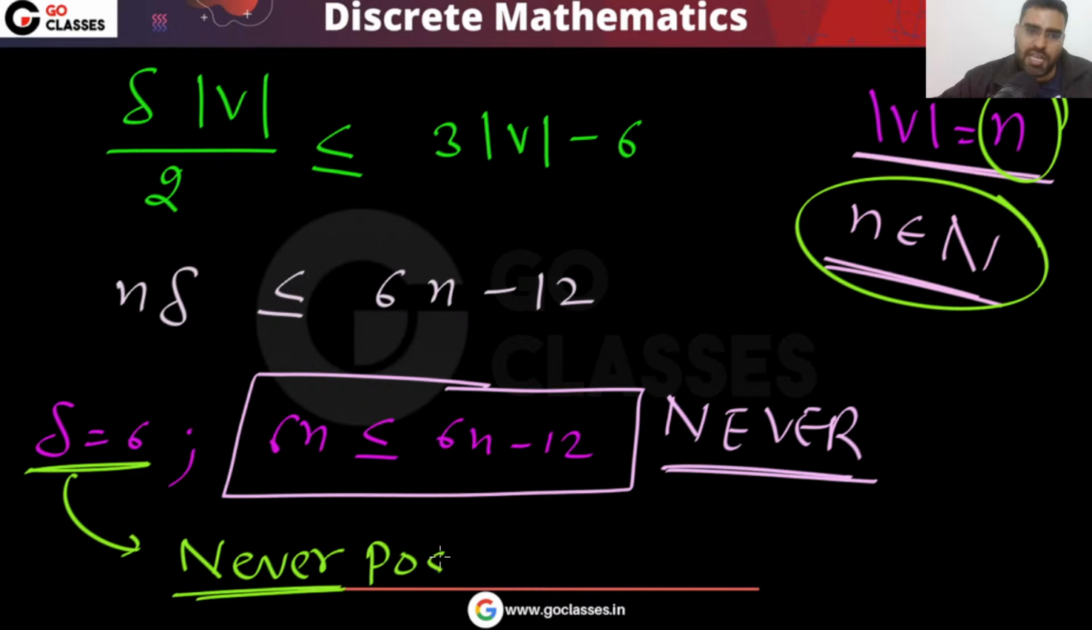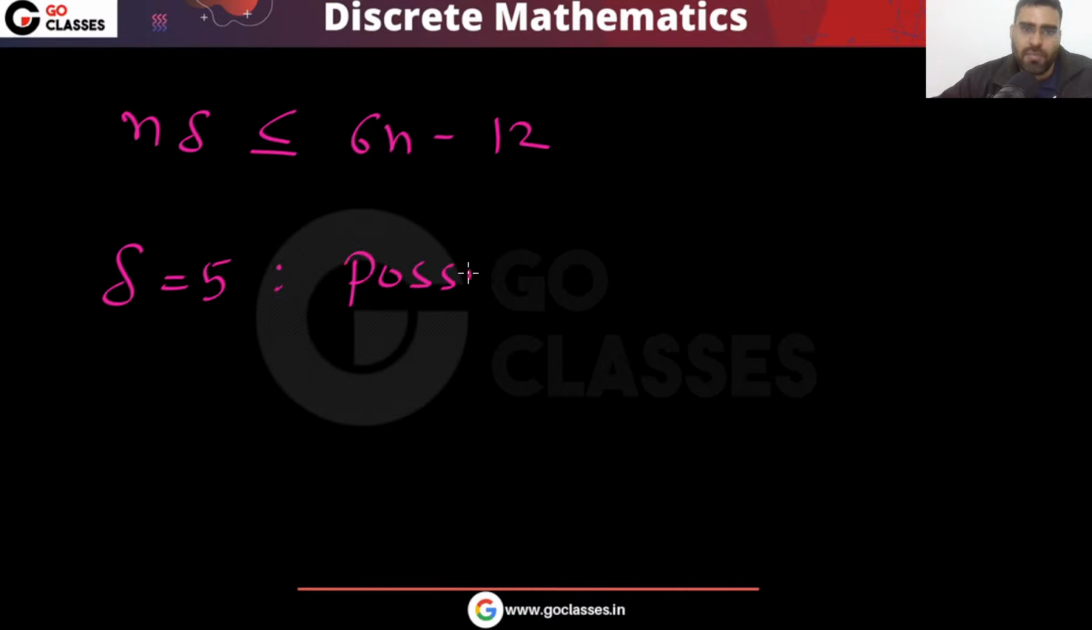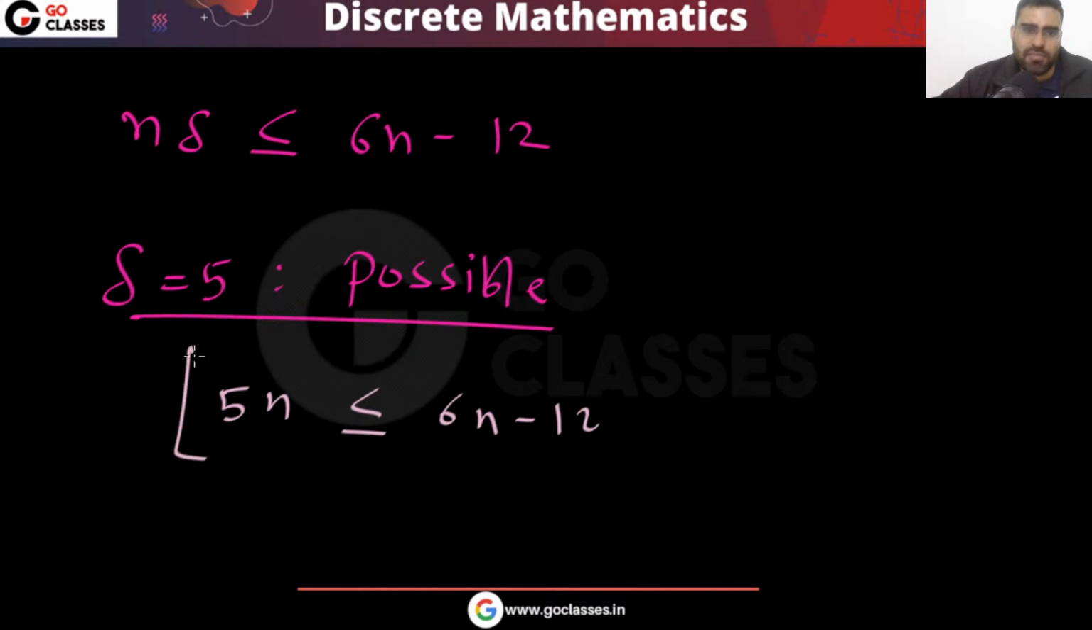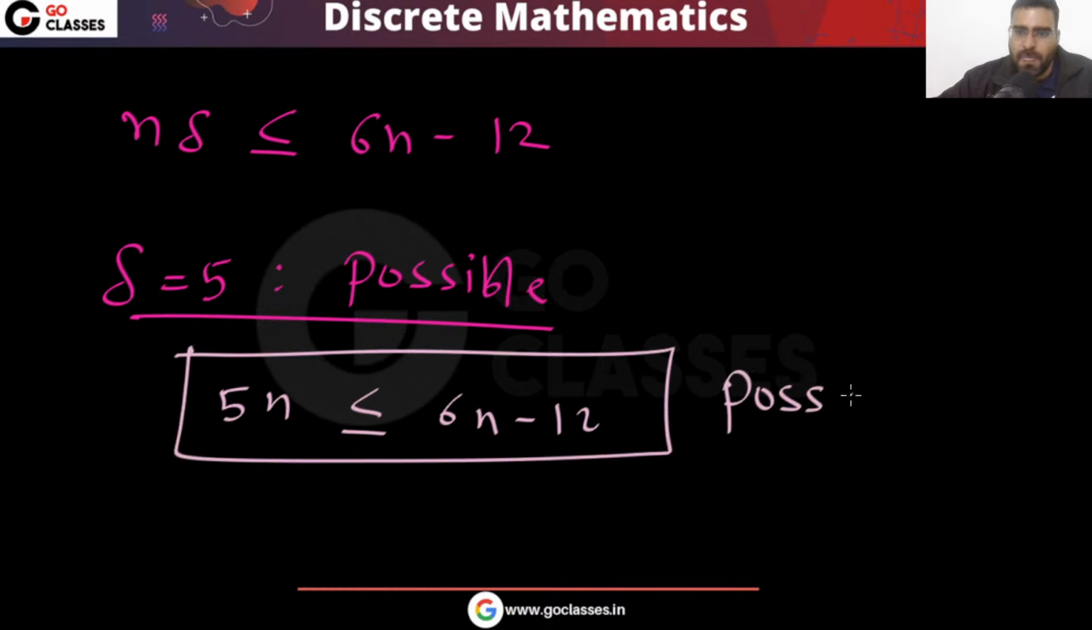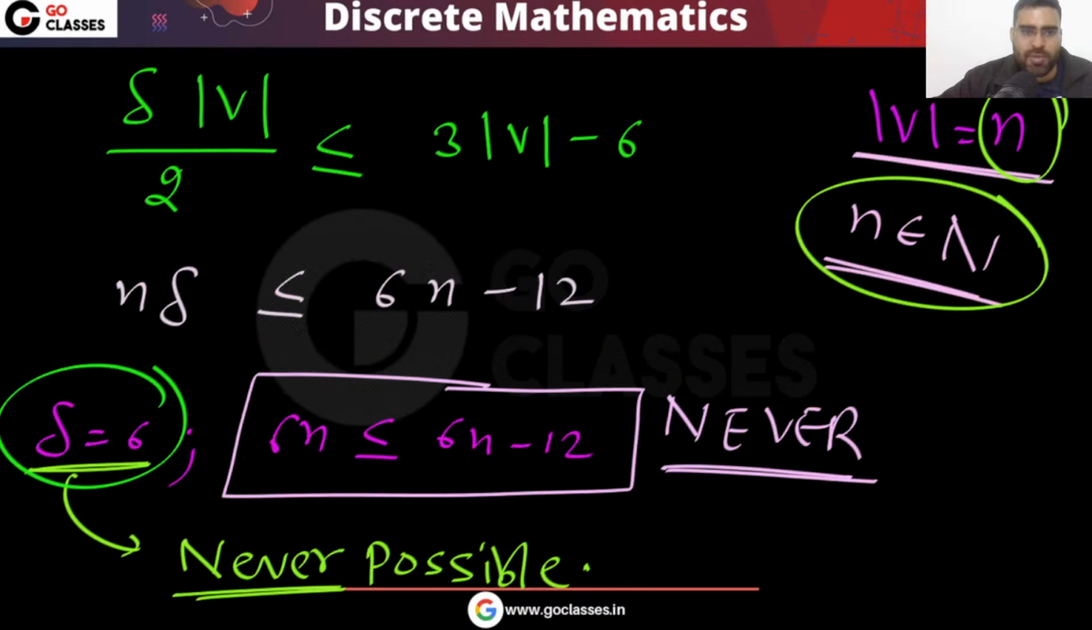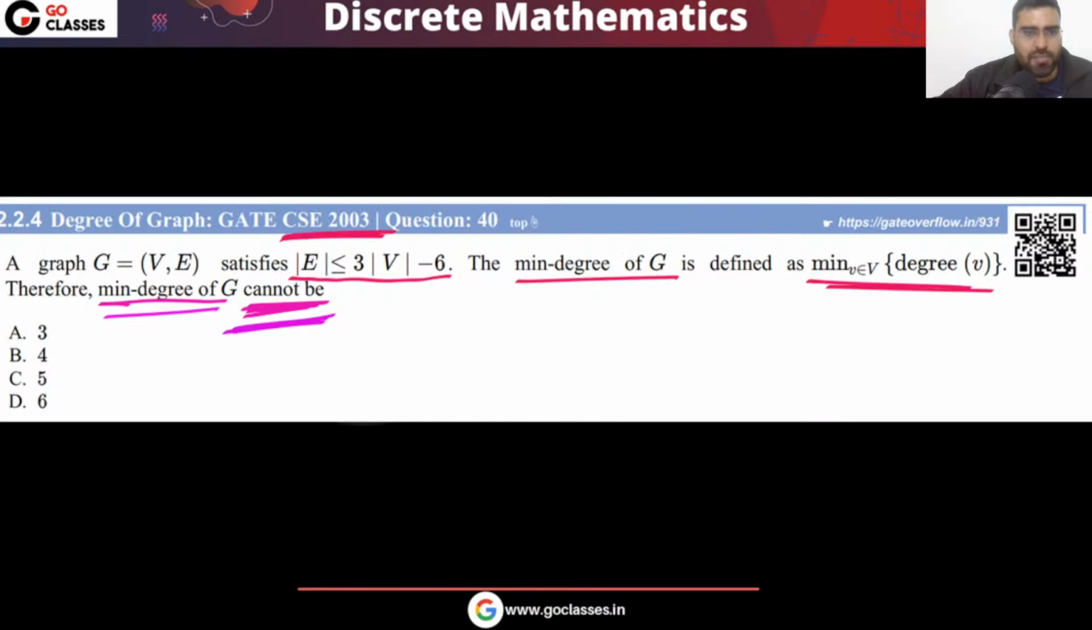Yes or no? It is never possible. Delta equal to 6 is never possible. Delta equal to 5 might be possible, because of the equation that we have. I don't know whether it is possible or not, but it might be, because 5n is less than 6n minus 12. So very easily you can see that delta equal to 6 is never possible. So what is the answer? The minimum degree cannot be 6.